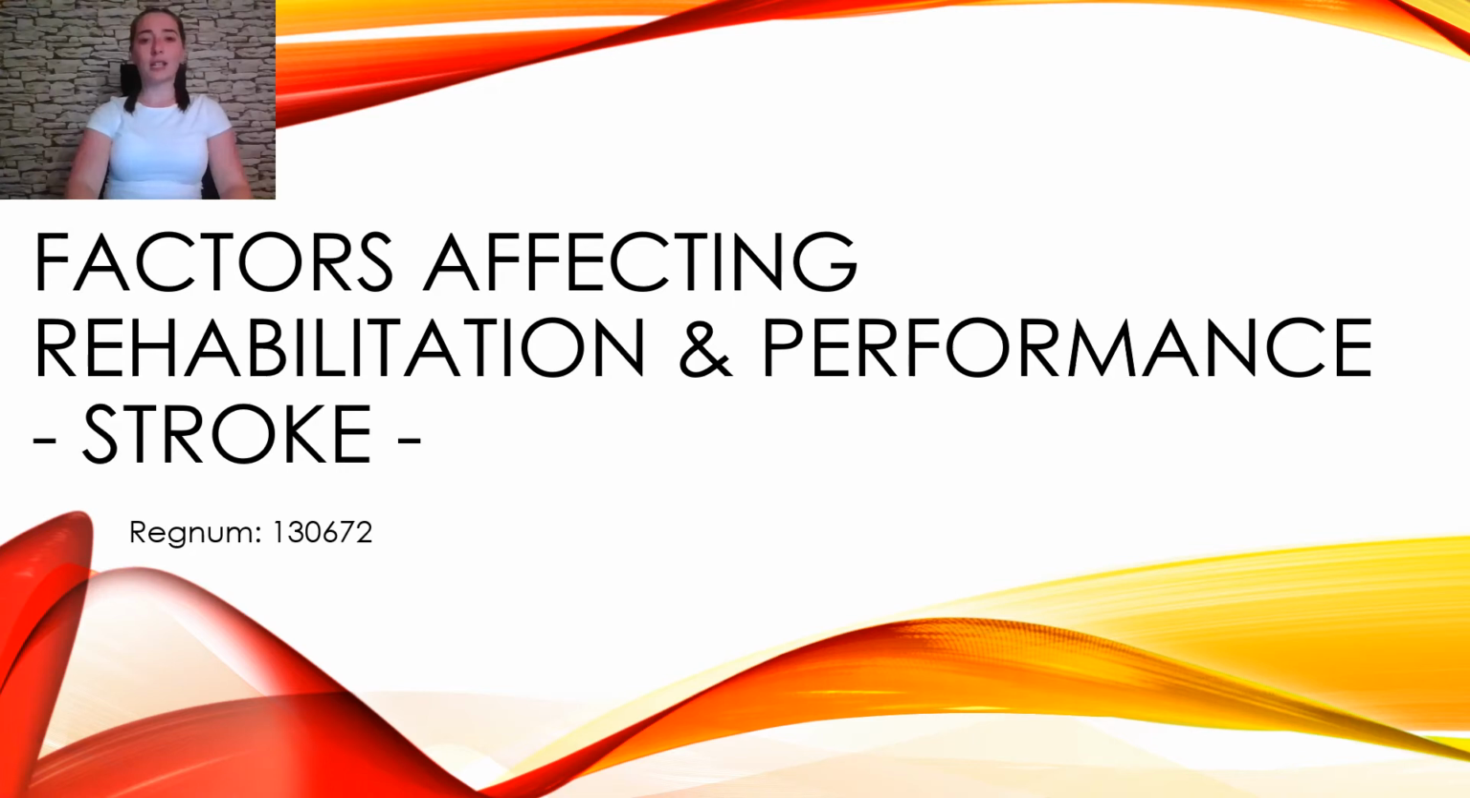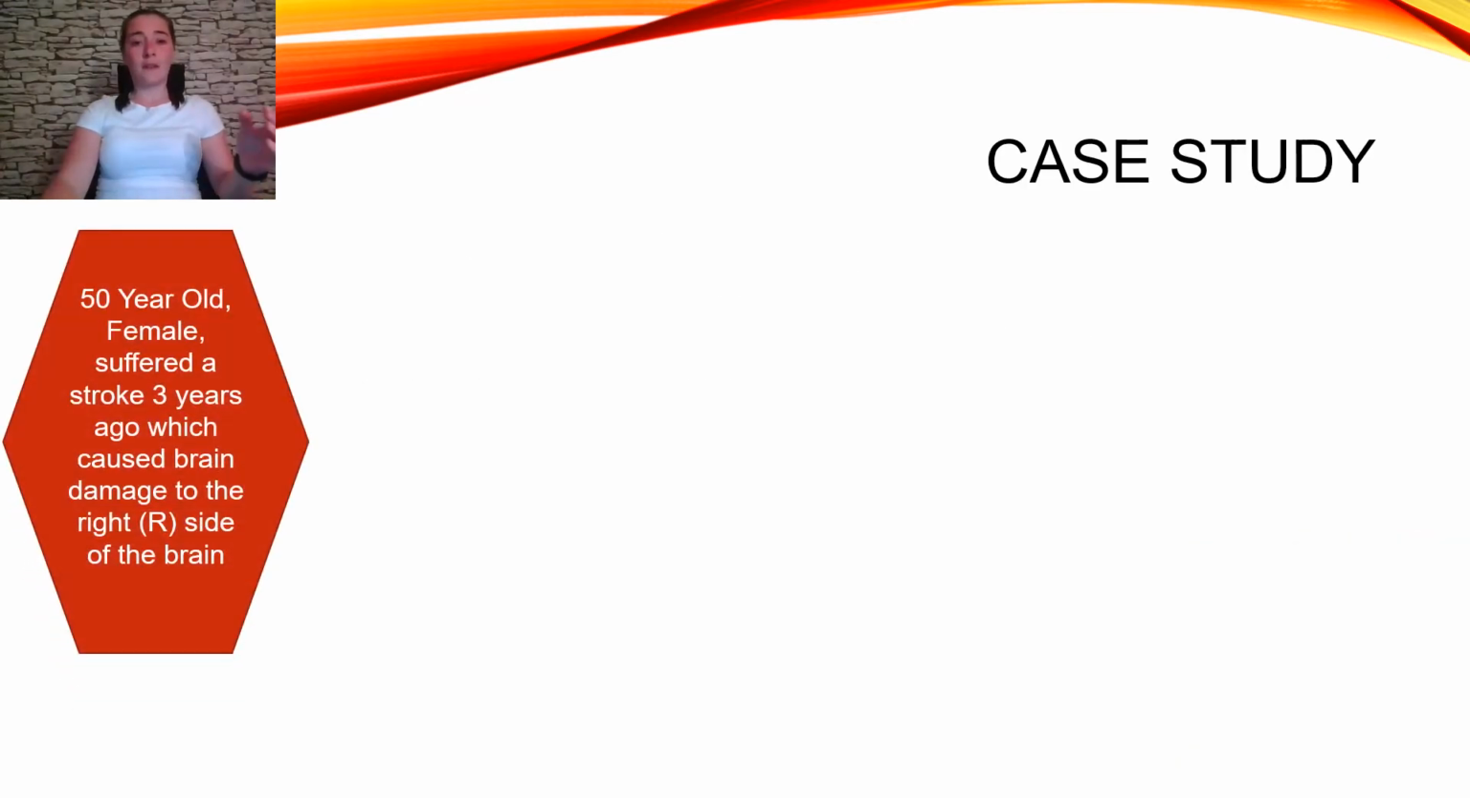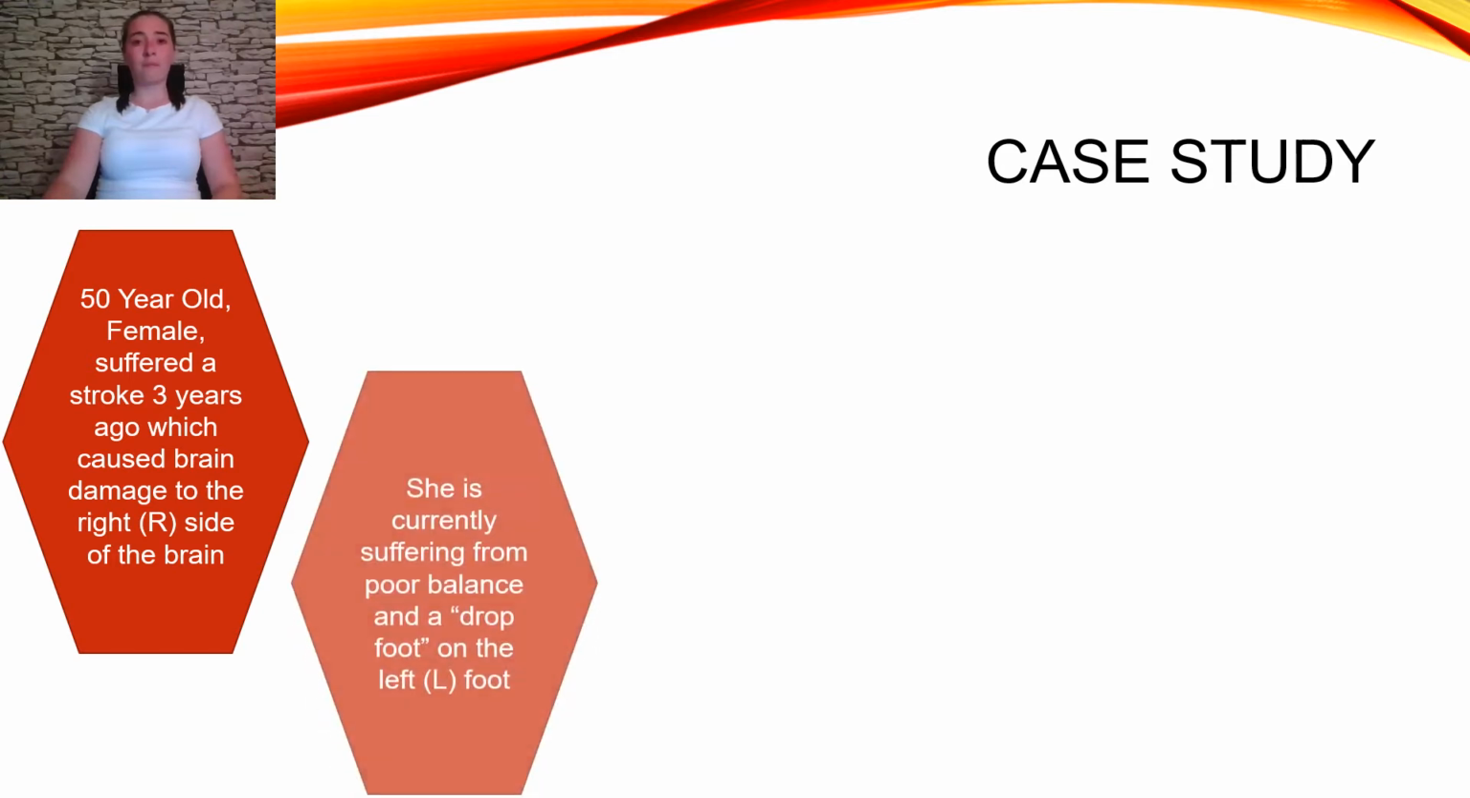This is a presentation about factors affecting rehabilitation and performance of a stroke patient. The case study. So we have a 50-year-old female who suffered a stroke 3 years ago, and the stroke caused brain damage to the right side of the brain.